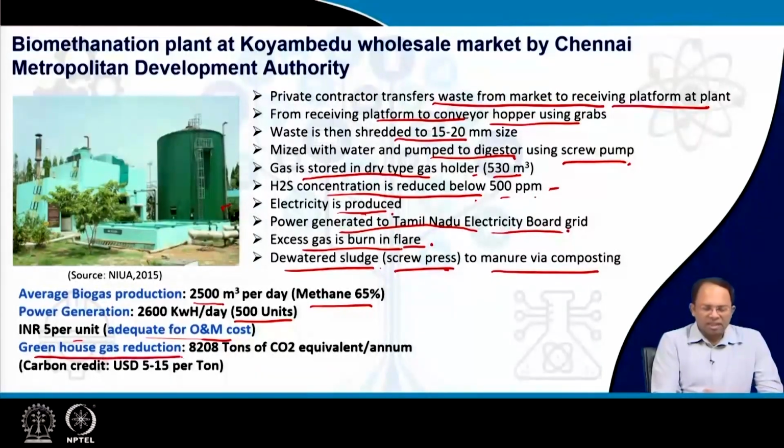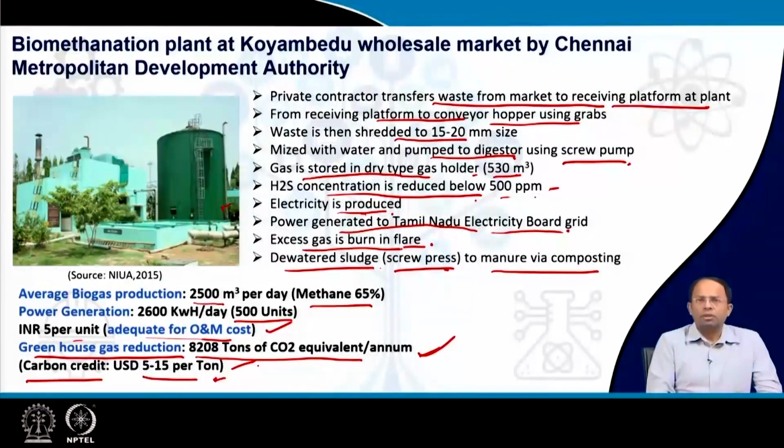The total greenhouse gas reduction is around 8208 tons of CO2 equivalent per annum. This is very important, because earlier we could get carbon credit for this amount of gas. Foreign countries buy these carbon credits, right? Because they have to meet some greenhouse gas reduction targets, they used to buy carbon credit from other countries. You can sell this carbon credit at $5 to $15 per ton, which is quite a bit. So you may not generate enough money via electricity, but via carbon credit you can generate a lot of money. But now these carbon credit operations are not there, though earlier it used to happen like that.